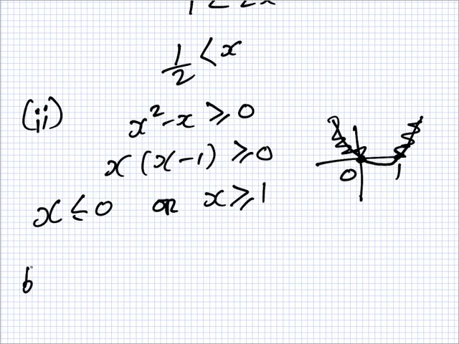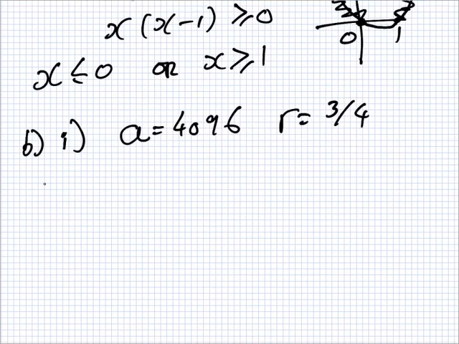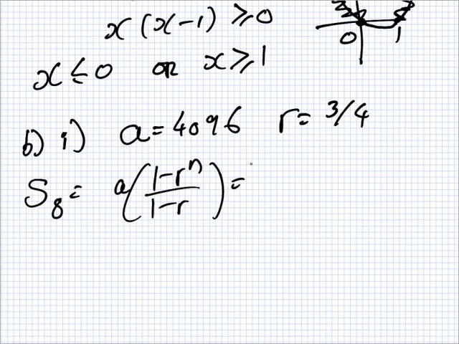B. 1. Geometric. A equals 4096, r equals 3072 over 4096, which is 3/4. First one, calculate S8. A, 1 minus r to the n over 1 minus r. Hit it on the calculator. 4096.